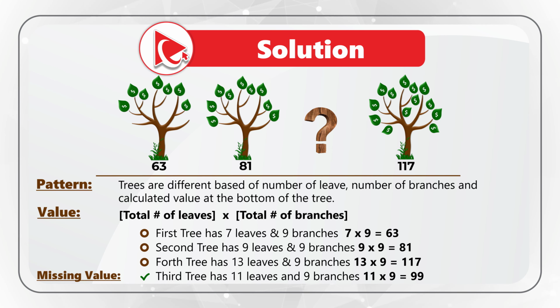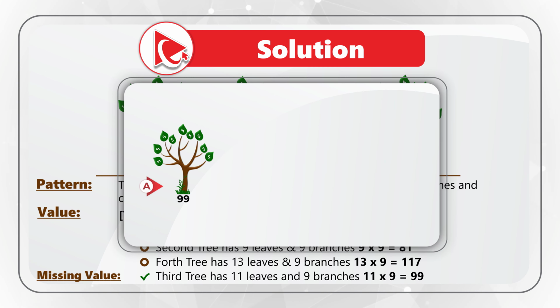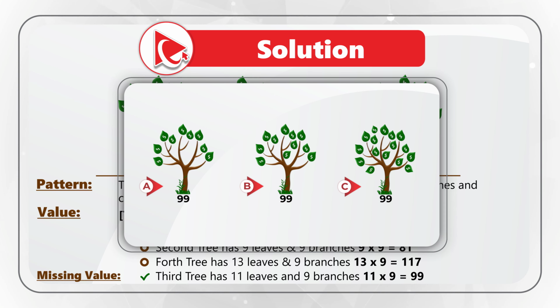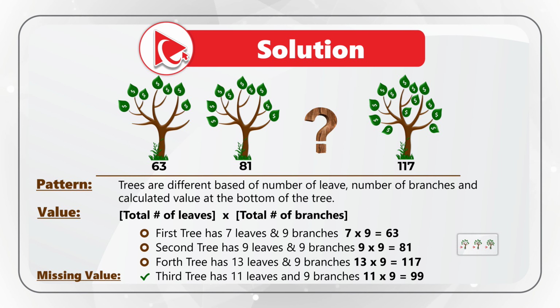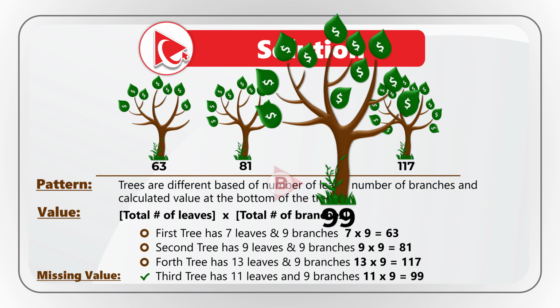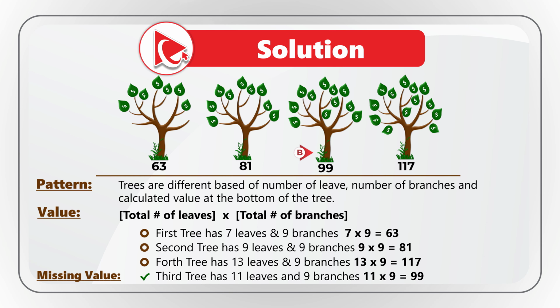What's interesting here is that choices A, B, and C all have a value at the bottom of 99. But the correct choice here is only choice B, because only choice B has 11 leaves and 9 branches, and multiplying 11 by 9 equals actually 99, which matches the formula. So the correct choice here is choice B.